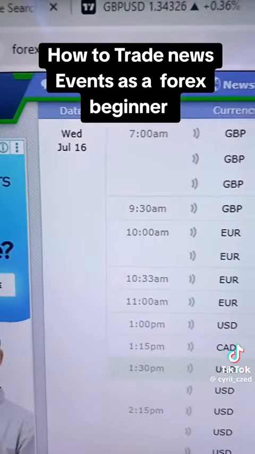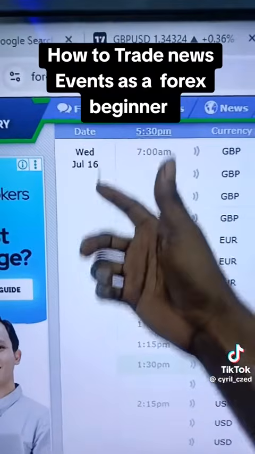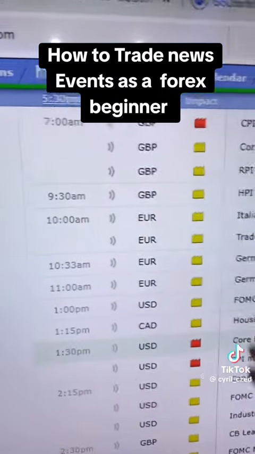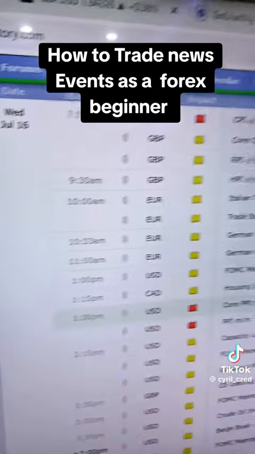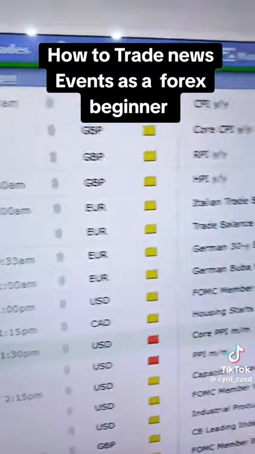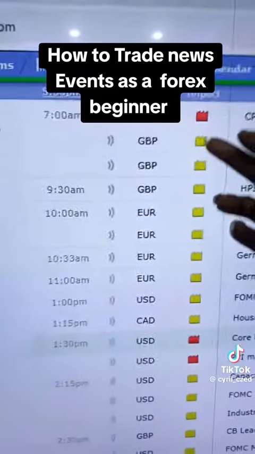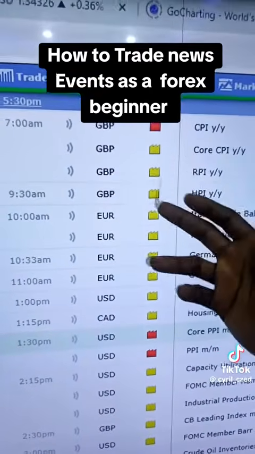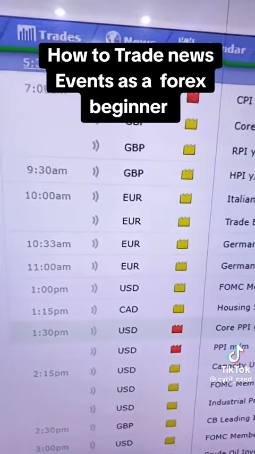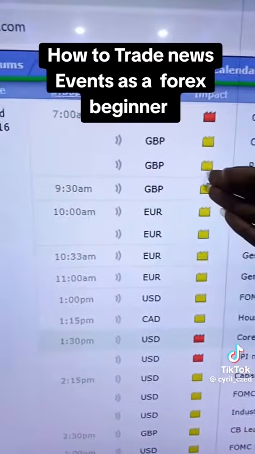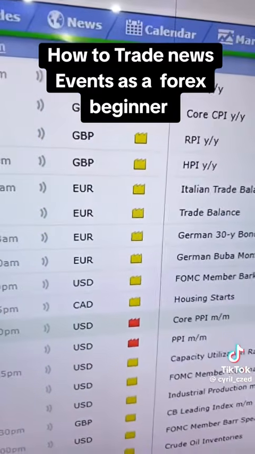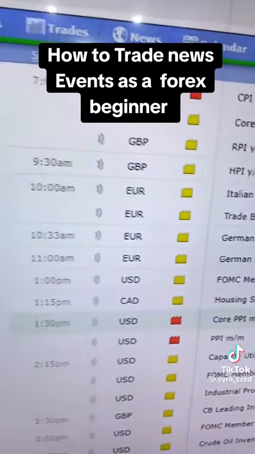Now if you watch closely, this is 16th July 2025, which is Wednesday. This is the time at which these different economic events happen, and these are the currencies they have an impact on. The impact you are seeing, these colors here, is one of the things forex traders pay attention to. The ones showing yellow are called low impact news. They literally don't move the market like that. The ones showing darker yellow are called medium impact. They move the market, but not with aggressive movement.